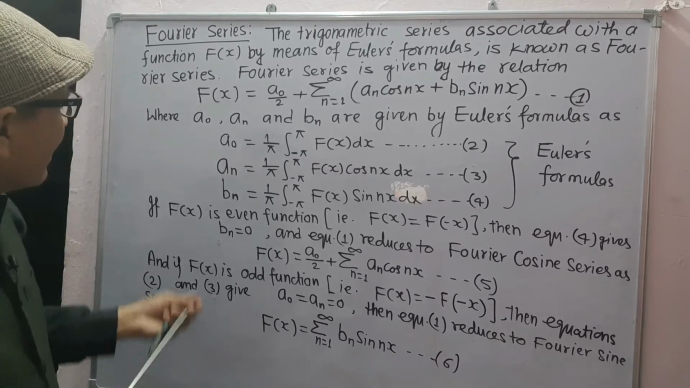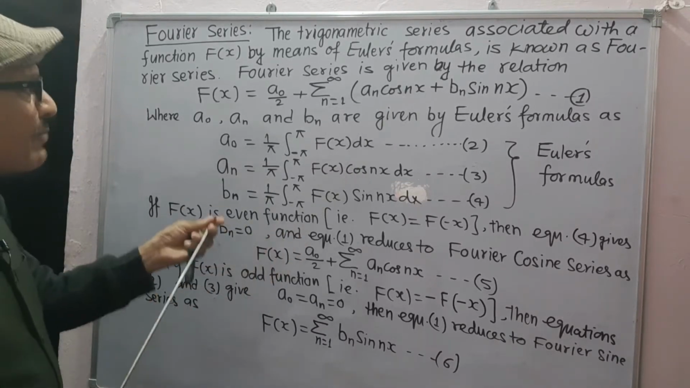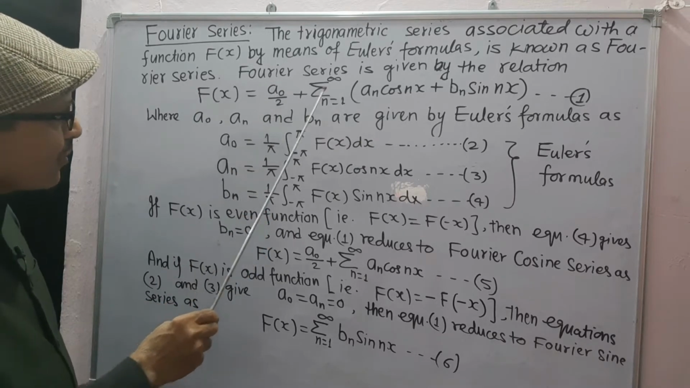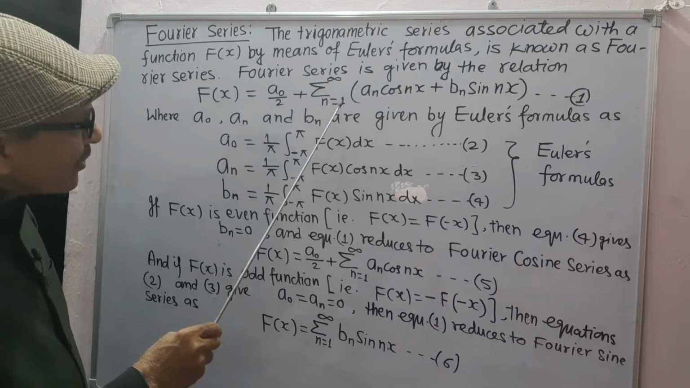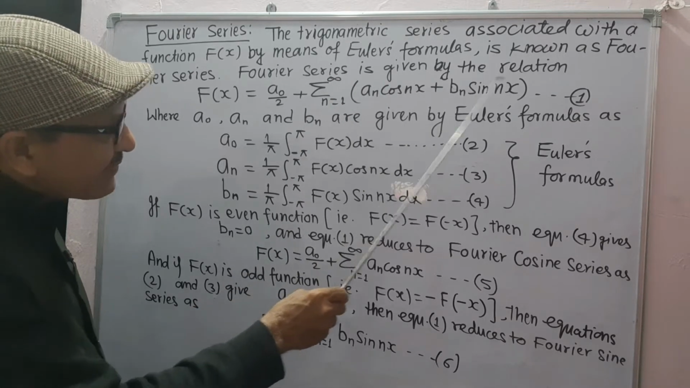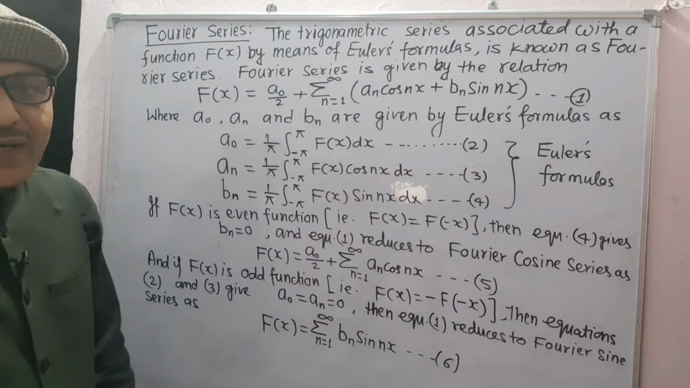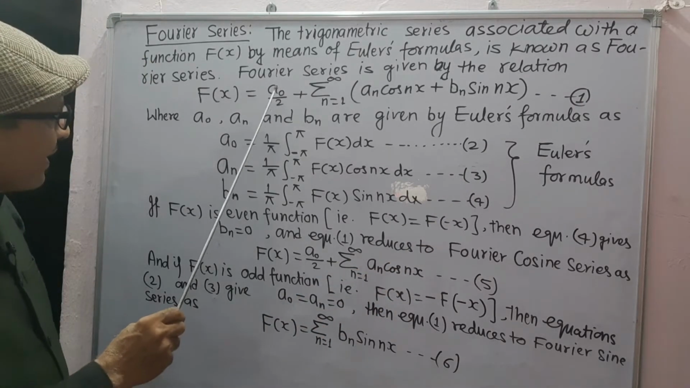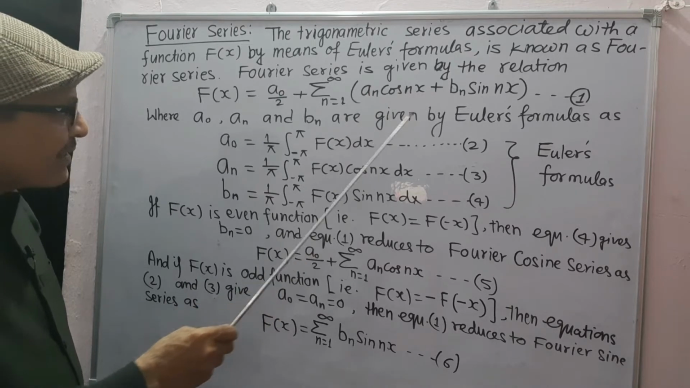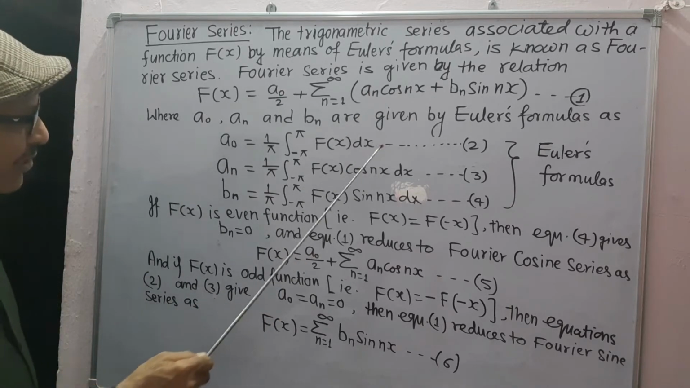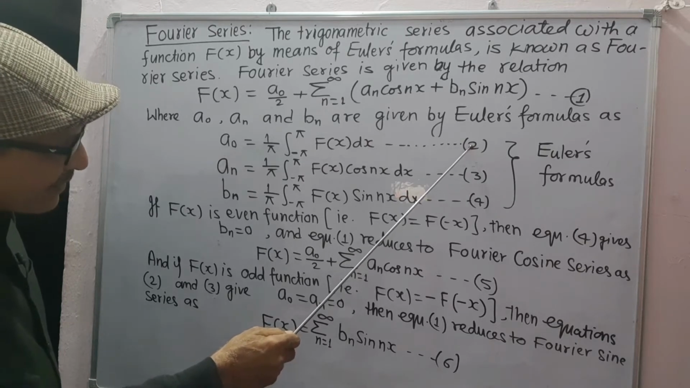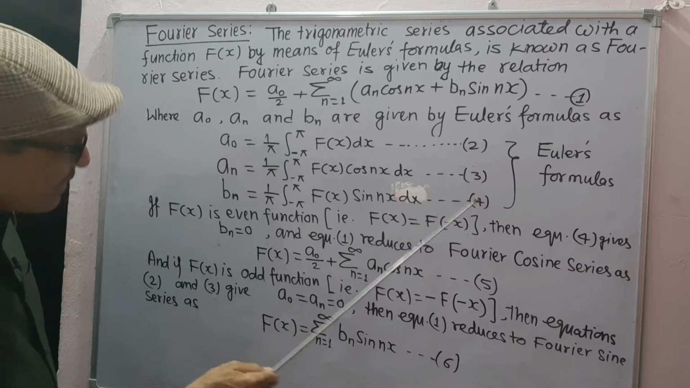Here equation 1 represents a Fourier series, which is f(x) is equal to a naught by 2 plus summation n is equal to 1 to infinity a_n cos nx plus b_n sin nx, which is equation 1. Here a naught, a_n and b_n are given by Euler's formulas as equations 2, 3 and 4.